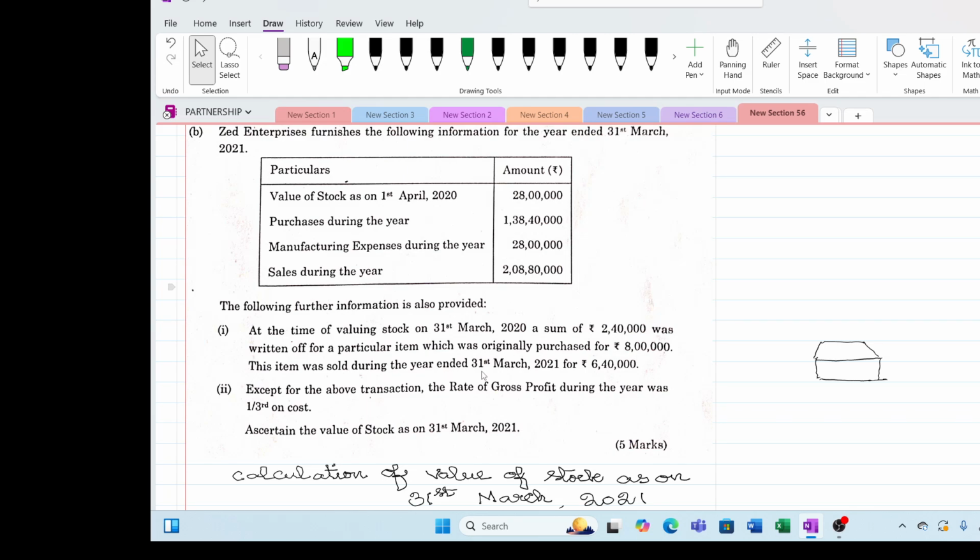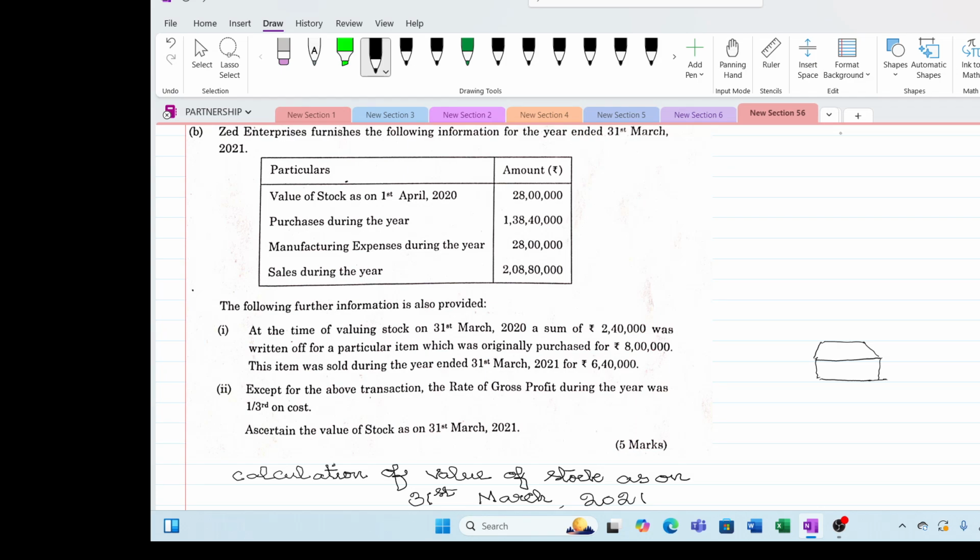The item was sold during the year for 6,40,000. Except the above transaction, the rate of gross profit during the year was 1 by 3 on cost. Ascertain the value of stock as on 31st March 2021 for 5 marks. How to proceed with? Let me first make it clear what is a closing stock. I'll explain in both the languages, both in Tamil and English. Hope that will give you better insight to understand the things properly.